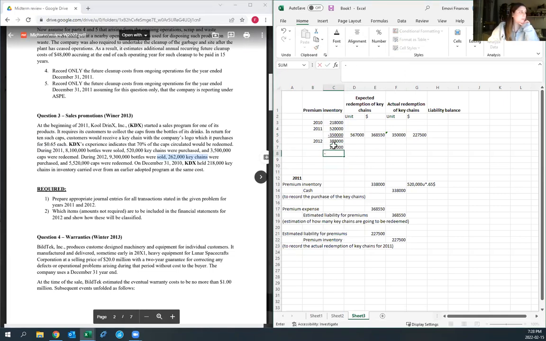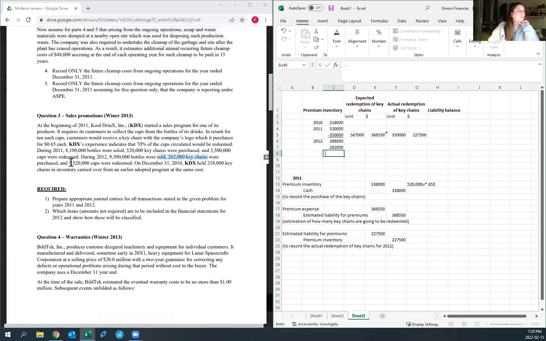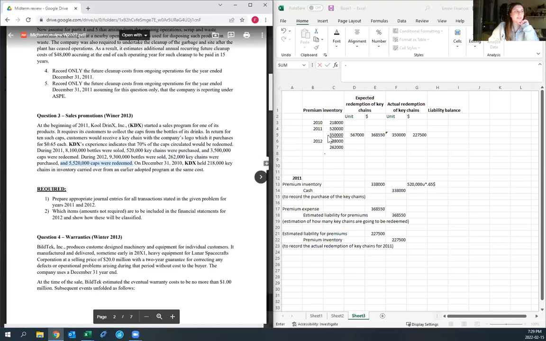And there were 5,520,000 caps to redeem. So we're going to do the same calculation as we did here for the 350,000. We're going to do the 5,520,000 divided by 10. And that's going to be the same amount that I'm going to put here for my actual redemptions of keychains.